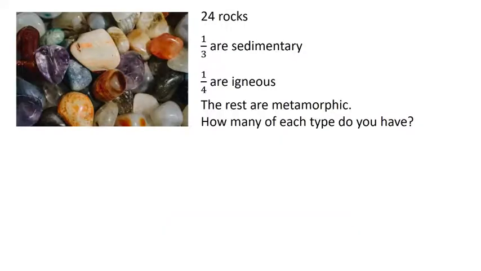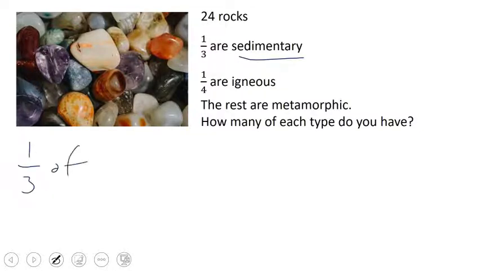For our first example, let's say that you have started collecting rocks. You collect 24 rocks. 1/3 of those rocks are sedimentary, 1/4 are igneous, and the rest are metamorphic. How many of each rock type do you have? Well, let's start out with our sedimentary rocks. This is a multi-step word problem, so we'll want to start at the top and work our way down. So 1/3 of your 24 rocks are sedimentary. So we want to find 1/3 of 24.